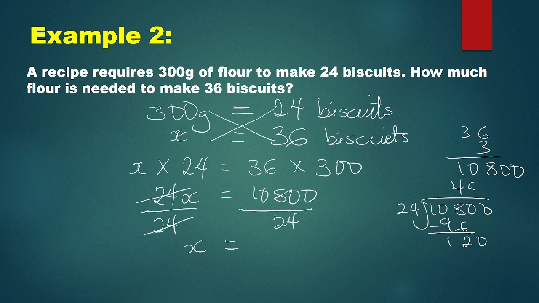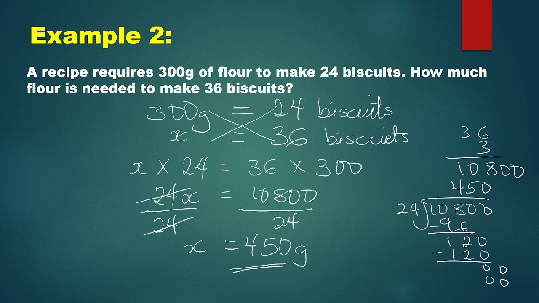120 divided by 24 is 5. 5 times 24 is 120. I'll subtract and bring down the last 0. 0 divided by 24 is 0. 0 times 24 is 0. So I'm simply left with 450 grams. So I'm going to need 450 grams of flour to make 36 biscuits.